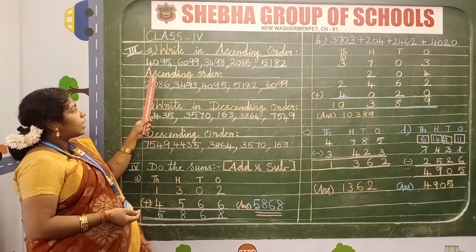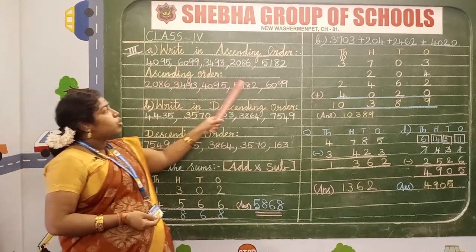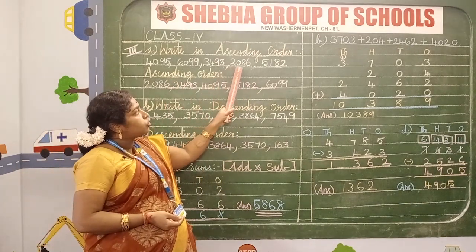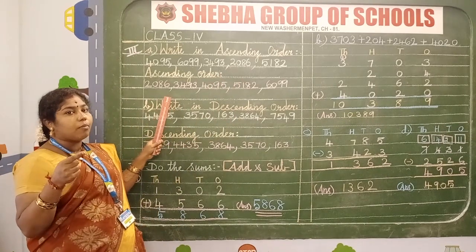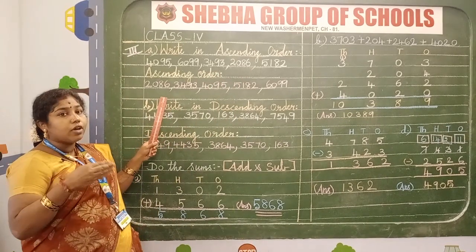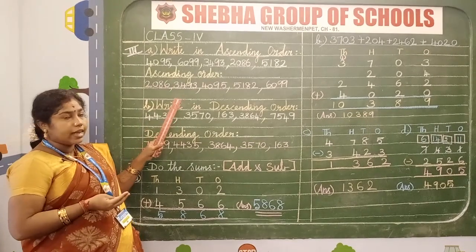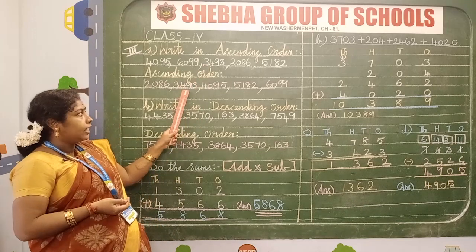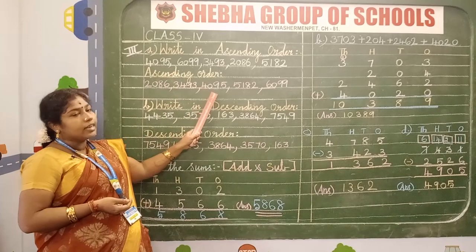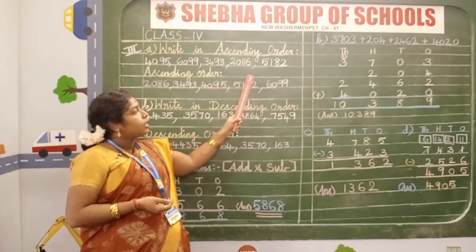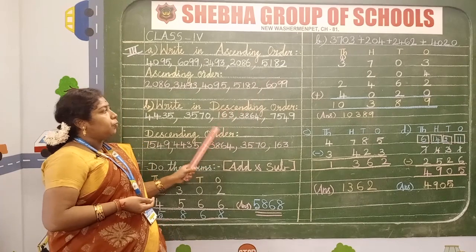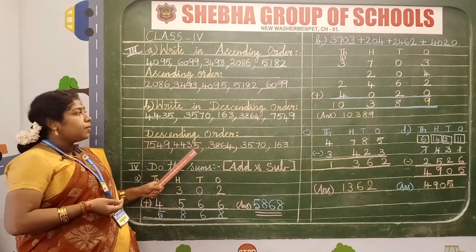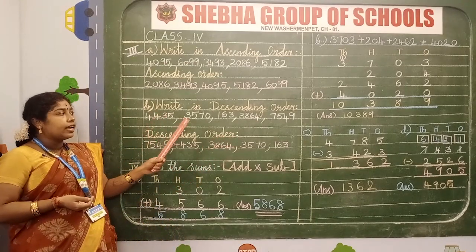So before that, write ascending order. Which one is smaller in that sequence of numbers, children? Yes, you are right, it is 2. So 2086. You have to put a comma to separate the numbers. Clear? Then which one is smaller? Yes, 3493. And the next one, 4095. Next after 4, what is the number? 5182. And the last number is 6099. Clear, children?